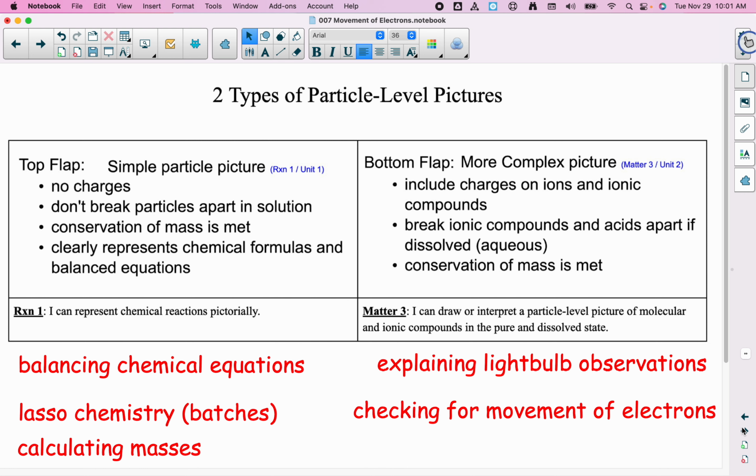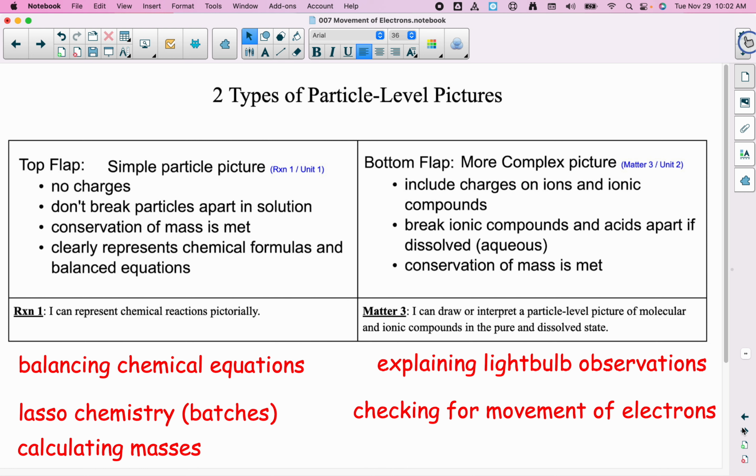We use this if we want to demonstrate what it means to balance a chemical equation. Our top flap pictures were our very first version of how to get a chemical equation balanced. You might also use it if you wanted to explain to somebody what a balanced chemical equation was. You could draw them a top flap picture and they would be able to understand what you were doing. It's useful for lasso chemistry.